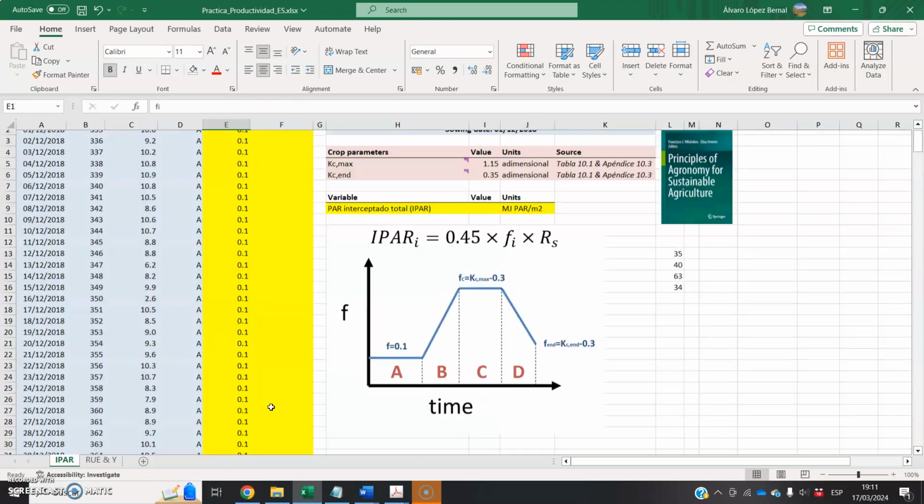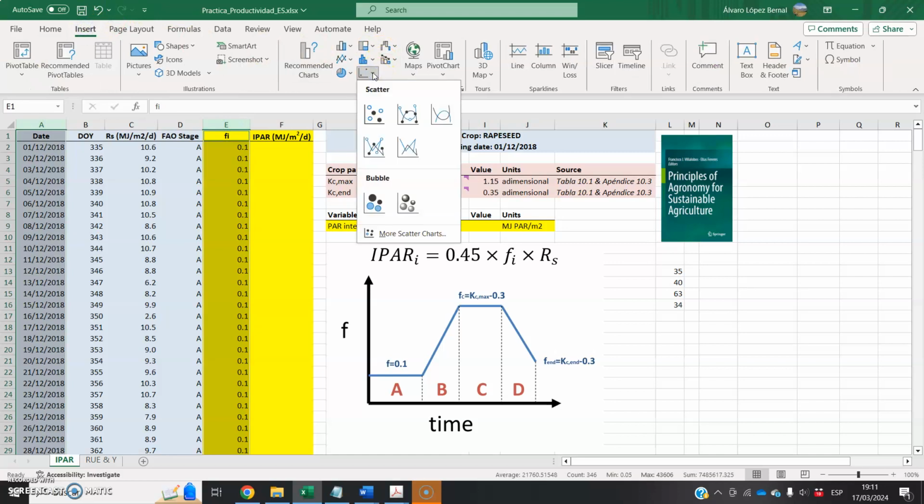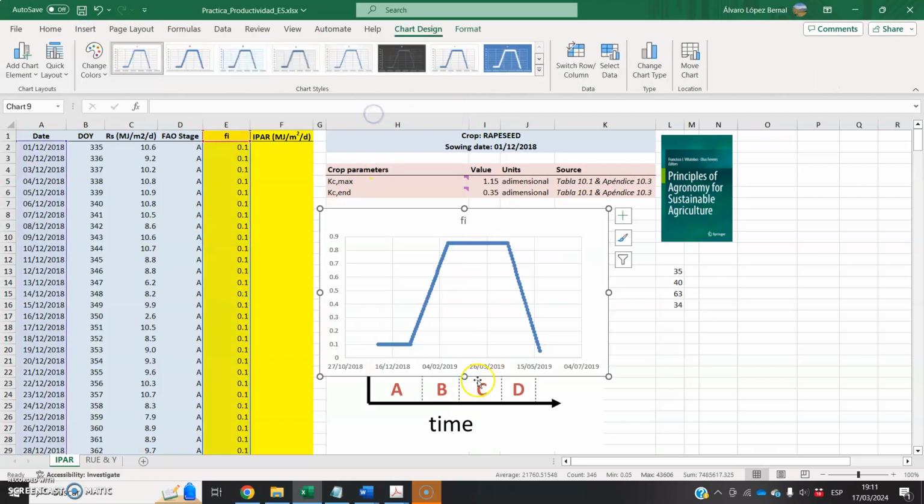You can also check that everything went fine by plotting the time course of the fraction of intercepted radiation. If it has this pattern, it will look fine.